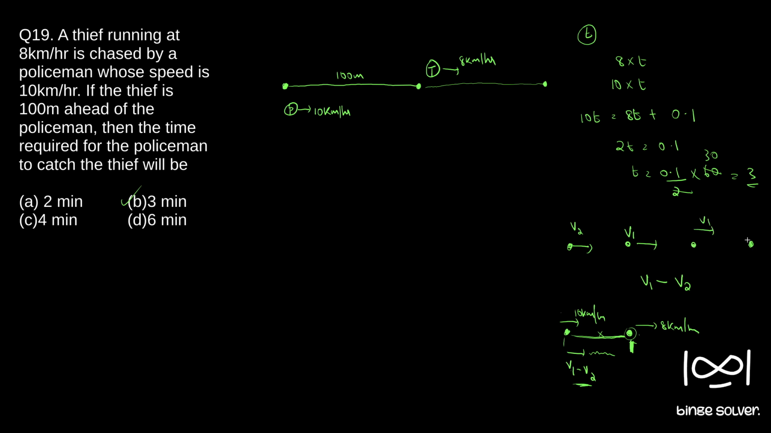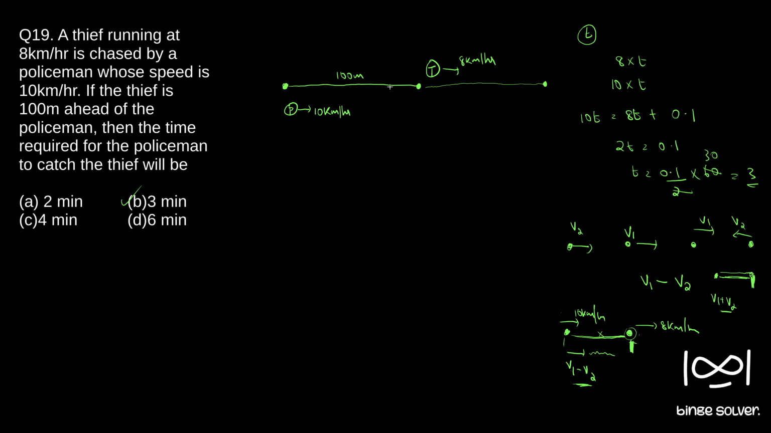if this is v1 and this is v2, we can say that in a similar situation the relative velocity is, if this person is standing still, v1 plus v2. He can travel the distance between them at v1 plus v2 speed, and he will reach this person at v1 plus v2 speed.